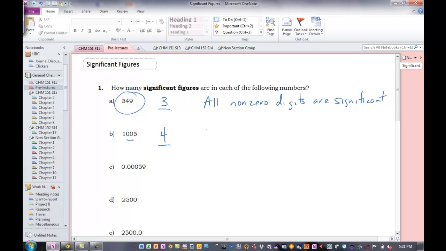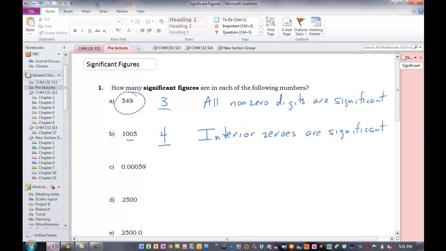So these interior zeros, what I also like to call captive zeros, they're kind of trapped in there, but interior zeros are significant. All right, so far, all non-zero digits are significant, and captive zeros, or what we also call interior zeros, are significant.